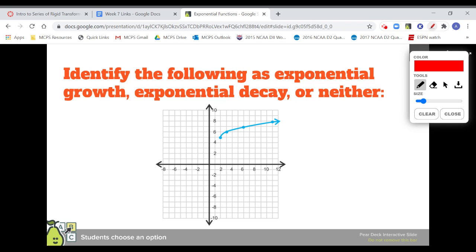And when I look at this, I'll actually notice there's an endpoint on this graph. Those exponential graphs I showed you didn't have endpoints because exponential functions are continuous. So this is not actually an exponential function. This is actually a square root function, and that is something that, if you're in my class, we looked at a lot in the last unit. So the answer to this question is neither.